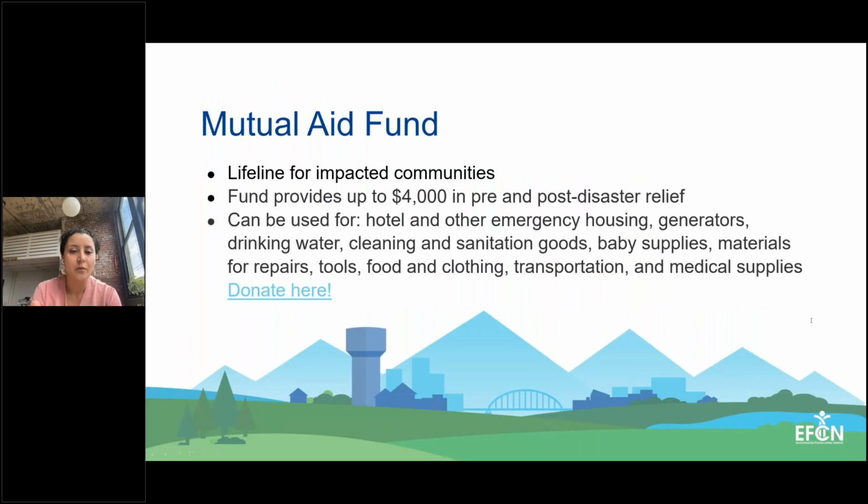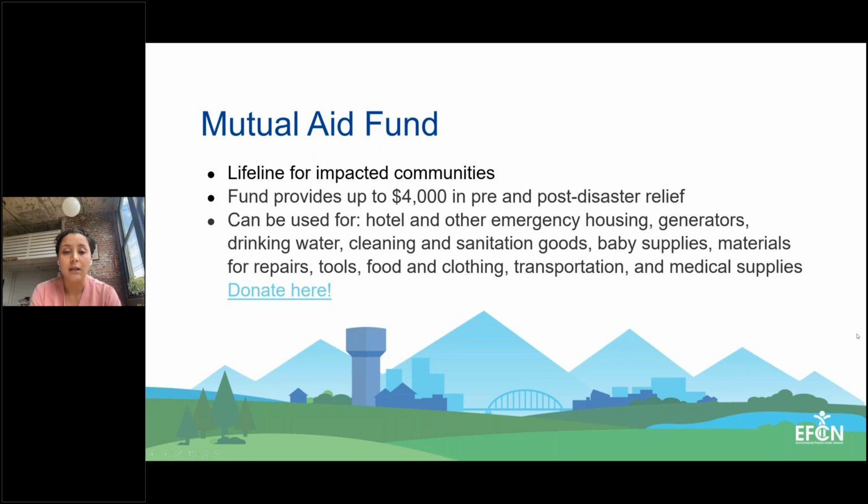So first, as a sort of baseline and lifeline of support for our members, we have a mutual aid fund that serves as a safety net almost for our impacted communities. So when a community is impacted or is expecting to be impacted by a disaster, they can apply for the fund and receive up to $4,000 in aid to either prepare and weather the storm or recover after the disaster. So this can be used for a lot of different things.